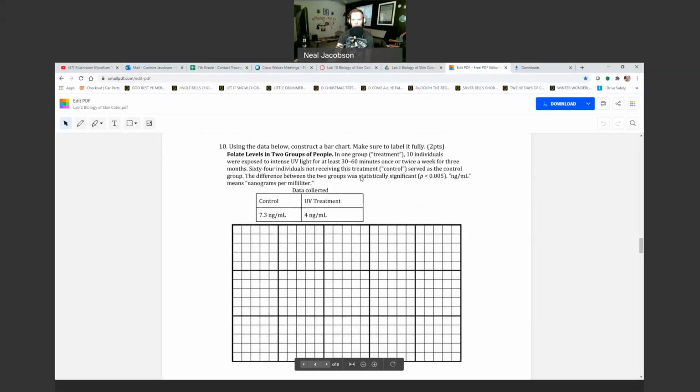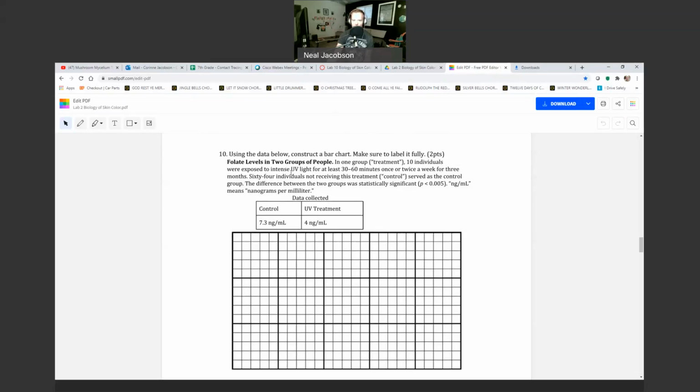Okay, and so to test this, what they did was they took 10 people and exposed them to intense UV light for at least 30 to 60 minutes, once or twice a week for 3 months. So basically, they got free tanning sessions. 64 individuals not receiving this treatment served as a control. So the difference between the two groups was statistically significant. So that means the probability that the differences between the two groups were due to chance, the differences in the dependent variable, how much folate was circulating in their bloodstream after these 3 months.